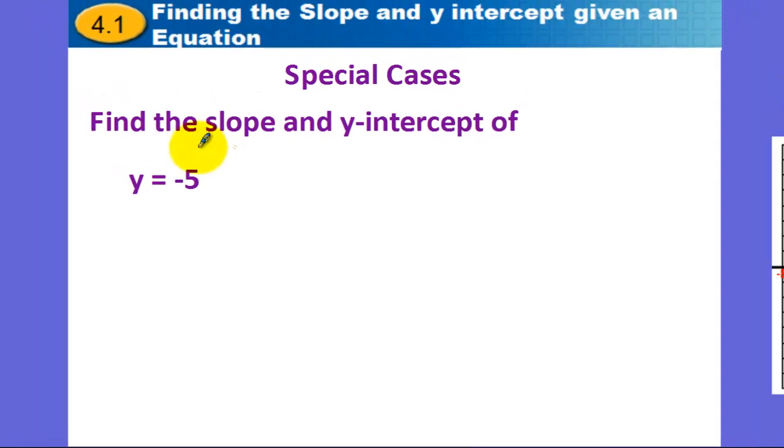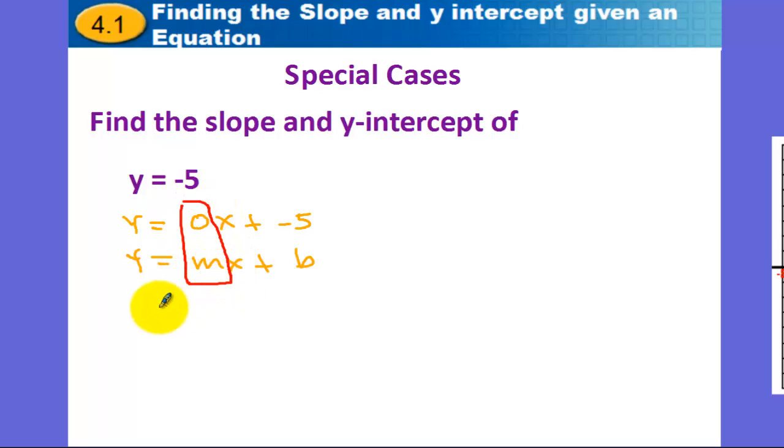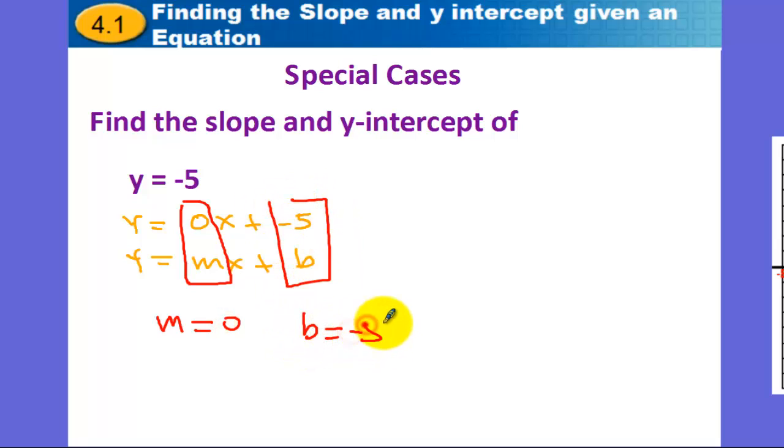Second example, y equals -5. Let's just write this as 0x plus -5, and then compare this with our slope-intercept form. The slope is the number beside our x. So our slope here is 0, and the y-intercept will be equal to -5. If you want to write your y-intercept as an ordered pair, it should be 0, comma -5.